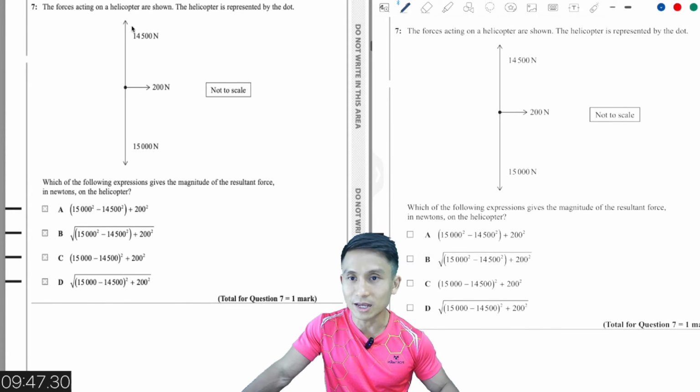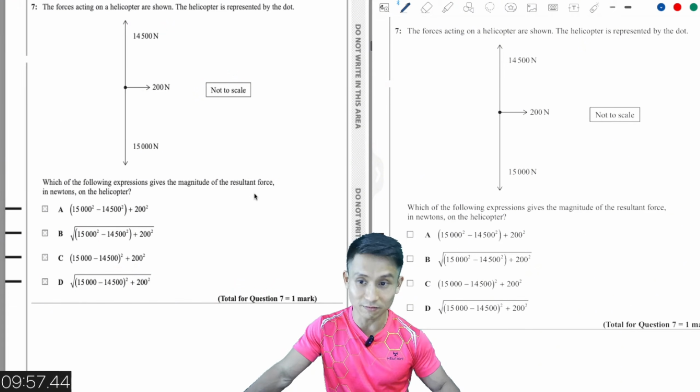The forces acting on the helicopter are shown. The helicopter is represented by the dot. There's a pulling force to the right as well. Which of the following expressions gives the magnitude of the resultant force?